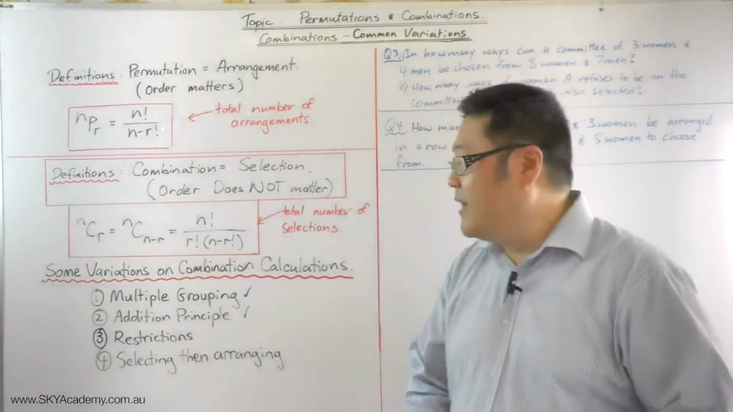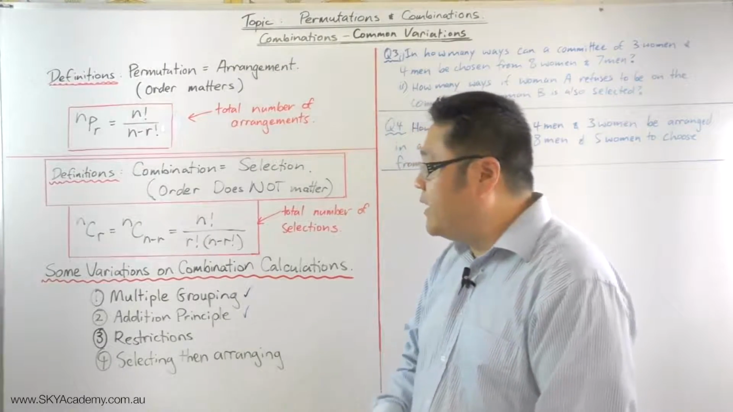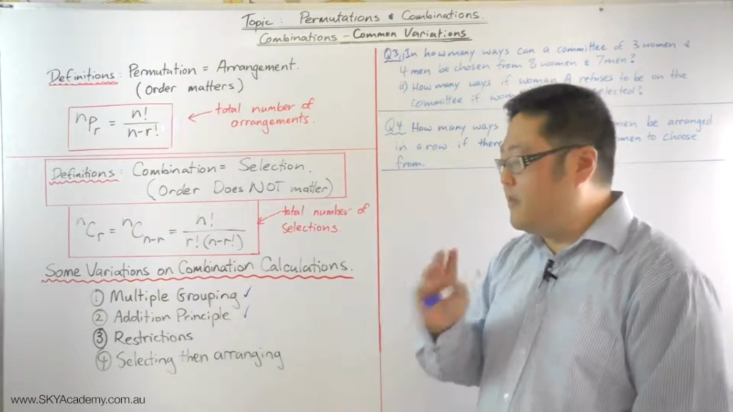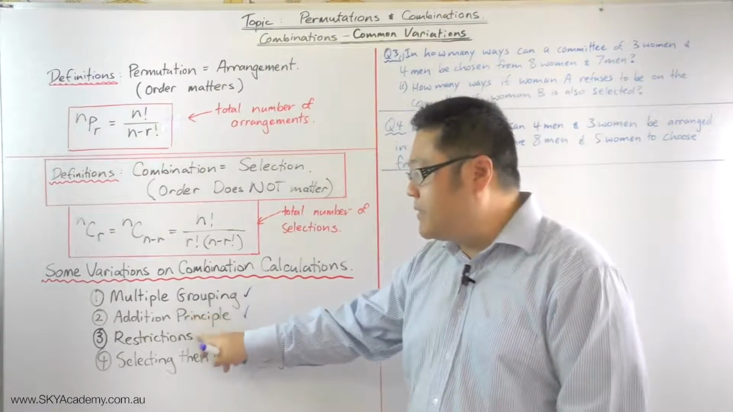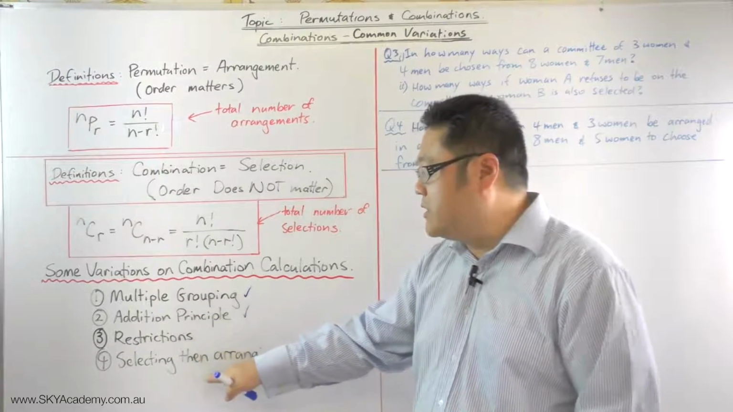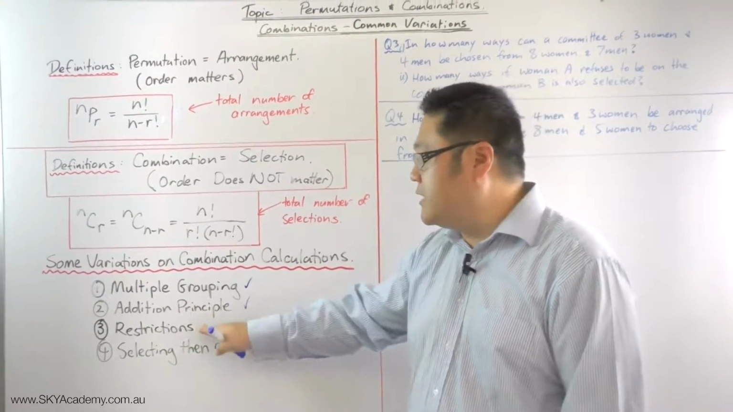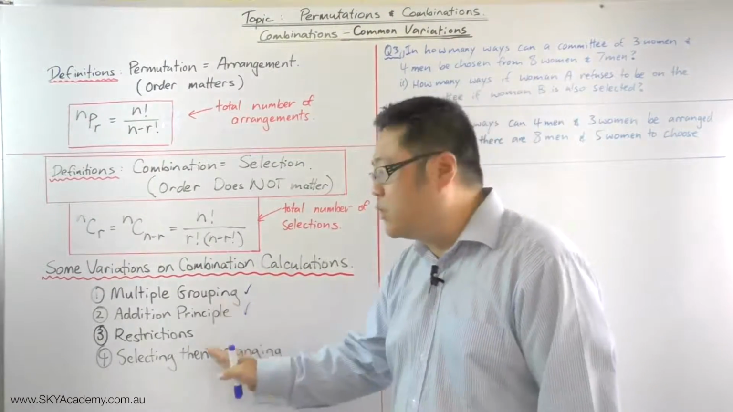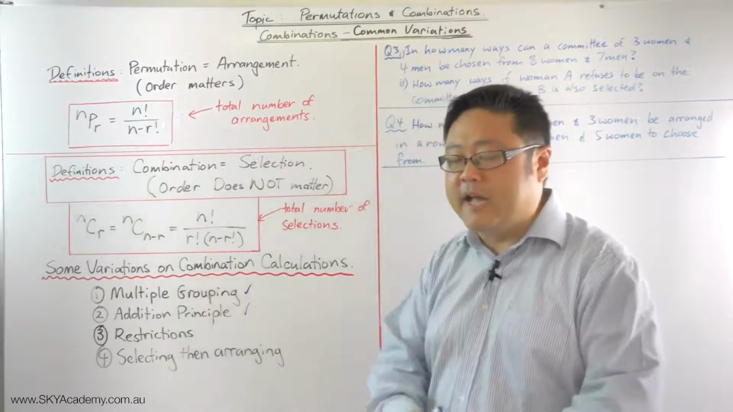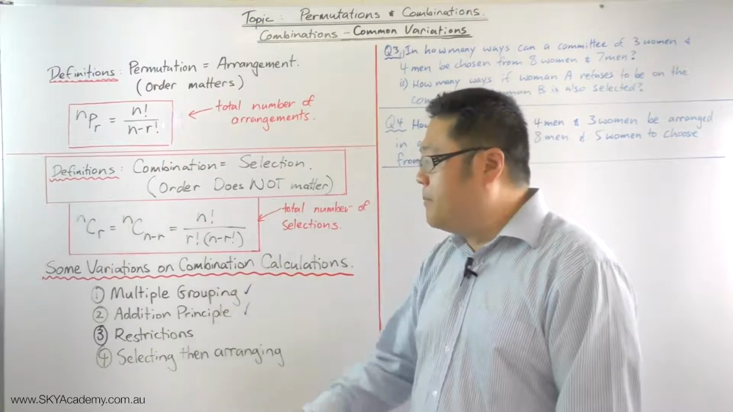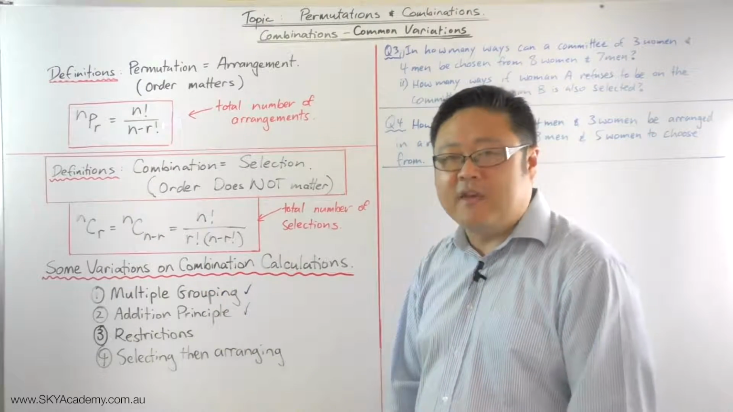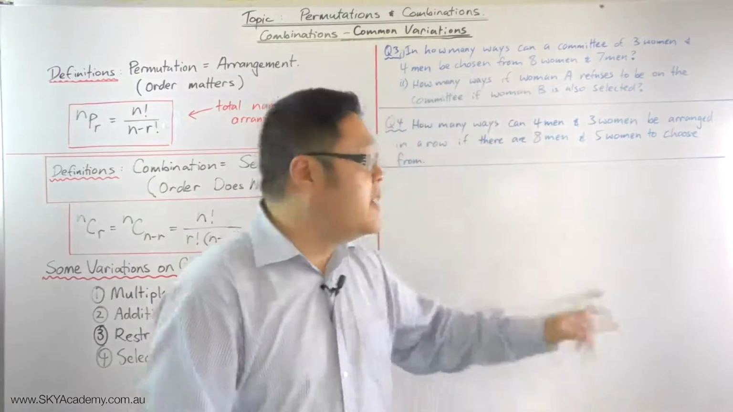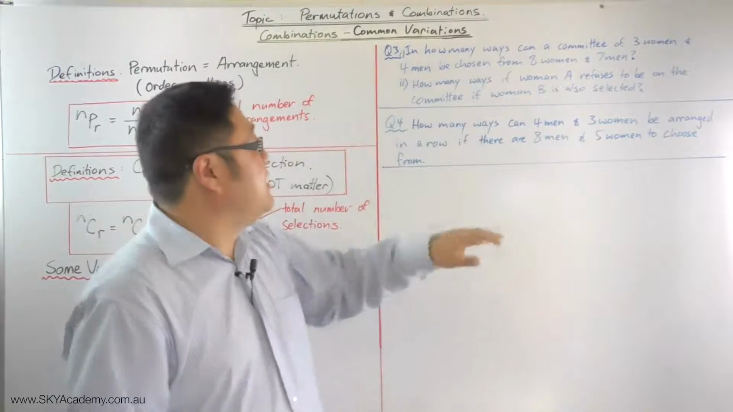Hi, welcome back. In this episode, what we're going to be doing is looking at some more variations on combination calculations. Again, that's a mouthful. But let's start off with some restrictions and selecting and arranging. These are the last 2 that we need to cover. By the way, it's not an exhaustive list, 1, 2, 3, 4. It's not like that's the be all and end all. But they're just some common ones that I think we tend to encounter when we do combination and permutation type questions. So let's have a look at question 3.